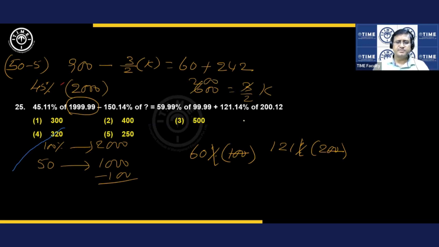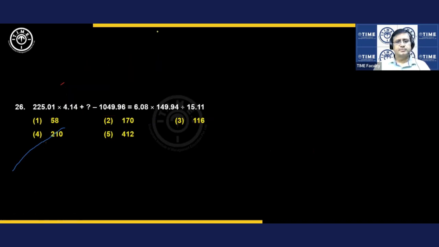So what is the result? 2 into 200, that is 400. Option number 2. The right choice is 2. Second choice is the correct answer. Look at next example. Arjun, thank you. Arjun is saying option 2.